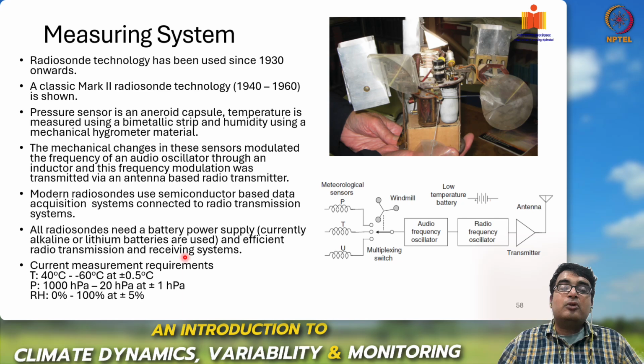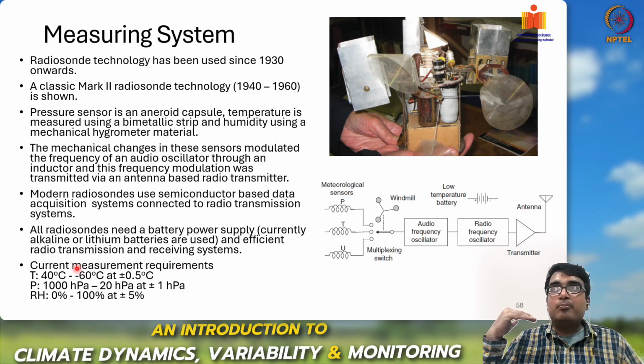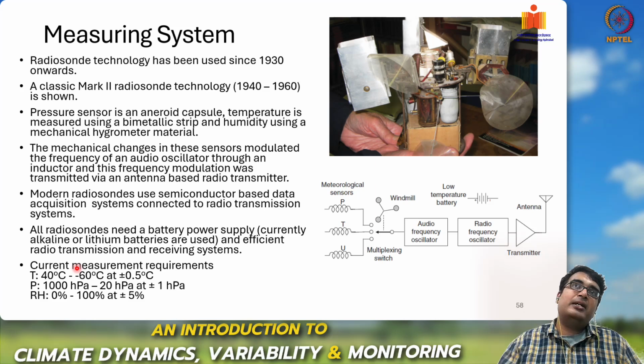The current measurement requirement of a radiosonde is quite stringent because it is measuring over multiple layers of the atmosphere. So the temperatures it should be able to measure are between 40 degrees centigrade near sea level to minus 60 degrees centigrade towards the top of the troposphere, at an accuracy of plus minus 0.5 degrees centigrade.